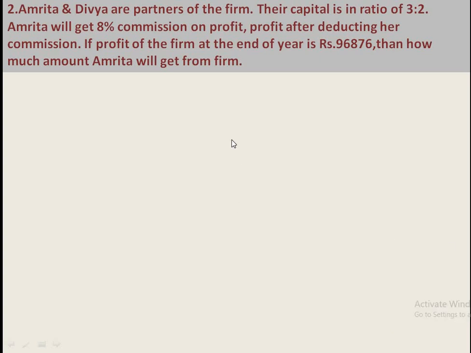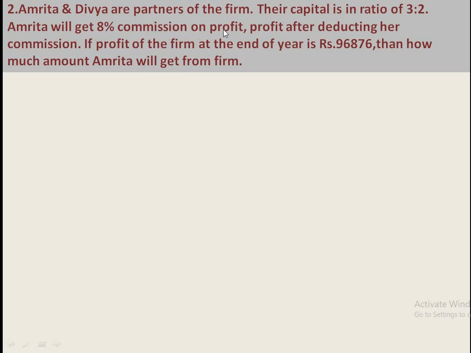Check this one. This is exactly a sum from your book, and it is very much like the previous sum. Amrita and Divya are partners of the firm. The capital is in the ratio of 3:2. Again, let me highlight. Here also you have a capital ratio. 3:2 is the capital ratio. So we will not use it to share profit and loss, because profit and loss is distributed among the partners in the profit sharing ratio. So this is also useless for us. It is why they keep it, to confuse us. So you have to check carefully whether this is a capital ratio or a profit sharing ratio. Otherwise it is the same as the previous one.